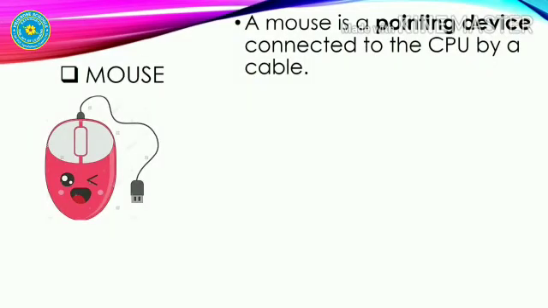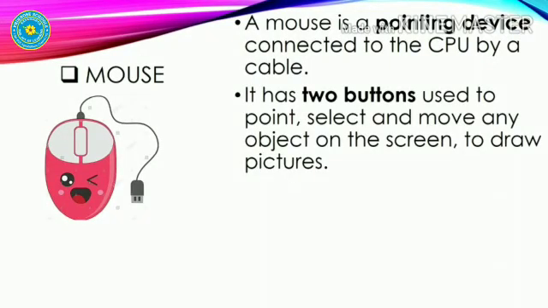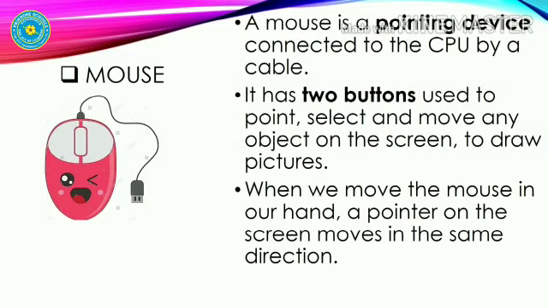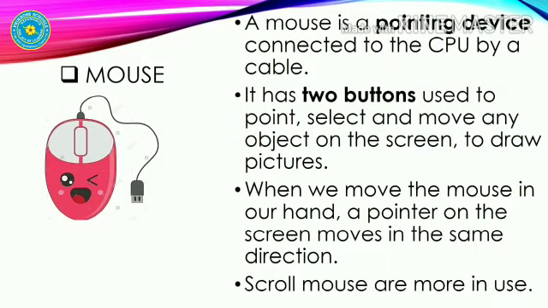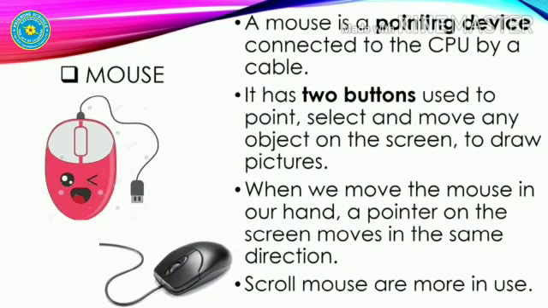Okay. It has two buttons used to point, select and move any object on the screen and to draw pictures. When we move the mouse in our hand, a pointer on the screen moves in the same direction. If you move towards your right, it will also move towards the right. If you move towards your left, it will also move towards left. You can see that scroll mouse are more in use.